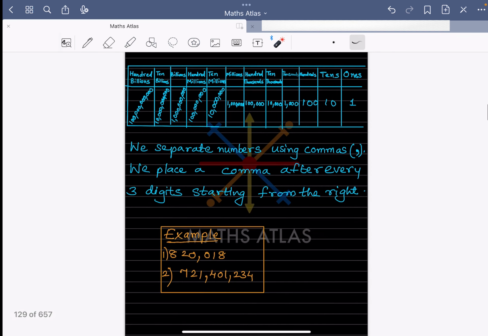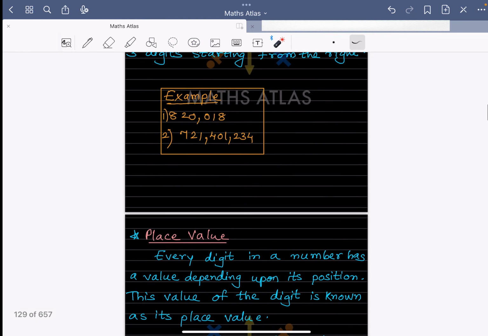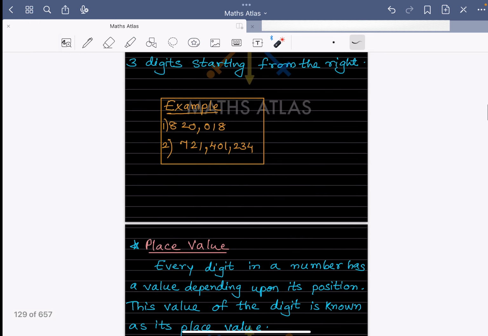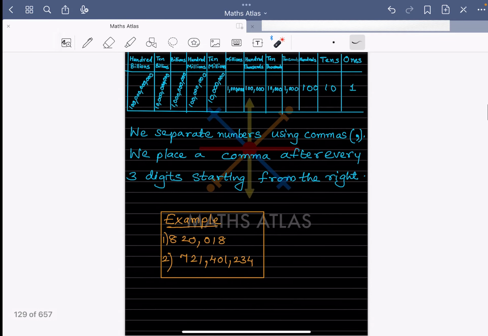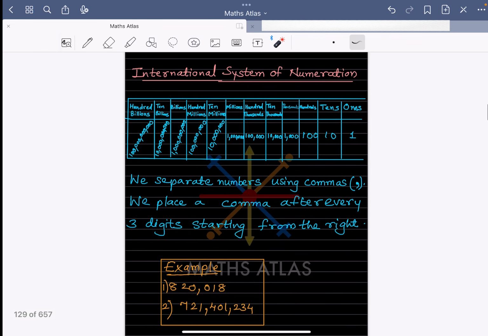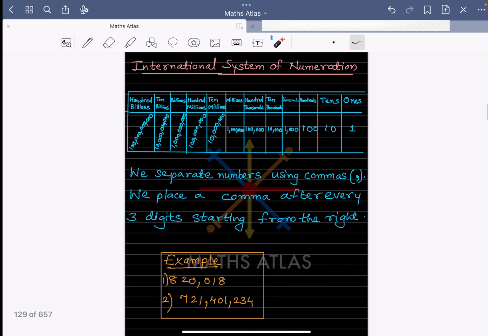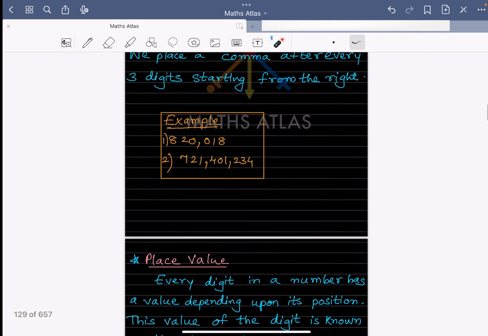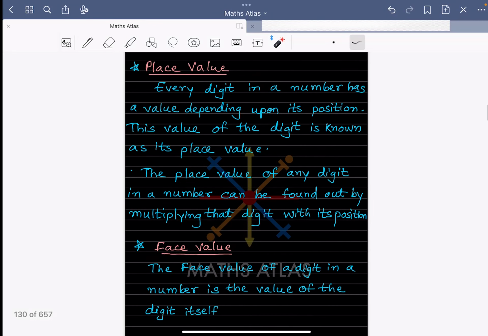Let us see over here: this 3, this 3, this 3, this 3, this 3, and so on. You must have got the difference between both of them. This was just a brief introduction of the Indian and the international systems. We'll see examples of every topic in detail in the exercise. Now let us see place value and face value.